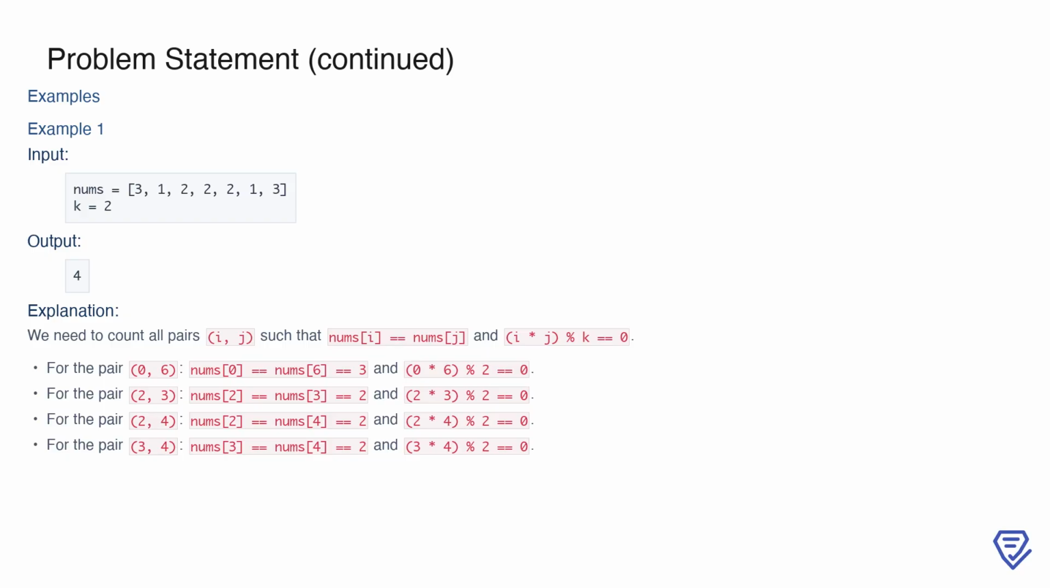Similarly, the pair 2, 3 is valid because nums[2] and nums[3] are both 2, and 2 * 3 % 2 equals 0. Other valid pairs include 2, 4, and 3, 4, each satisfying both conditions. When we count all these pairs, we find there are 4 in total. This is why the output for this example is 4.